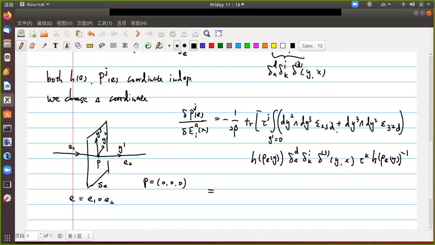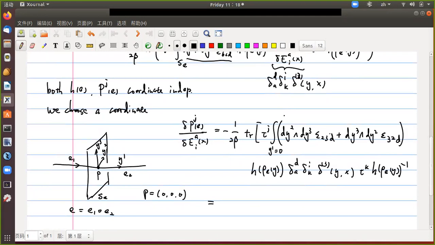Well, you can see these two terms give the same result. This is exactly the same because dy2 wedge dy3 is anti-symmetric between 2 and 3, and epsilon is also anti-symmetric with respect to 2 and 3. So this is just equal to 2 times dy2 wedge dy3 and epsilon 2, 3, 1. Well, epsilon 2, 3, 1 is just 1.